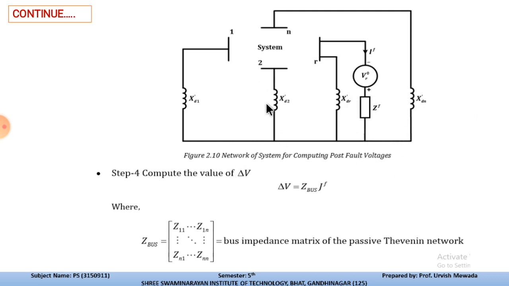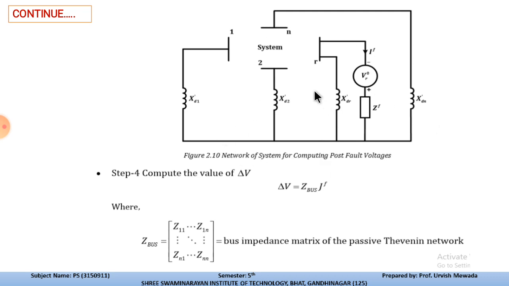So here the circuit is drawn once the fault occurs, and we can apply Thevenin's theorem to determine the fault voltage of the respective bus where the fault occurs.